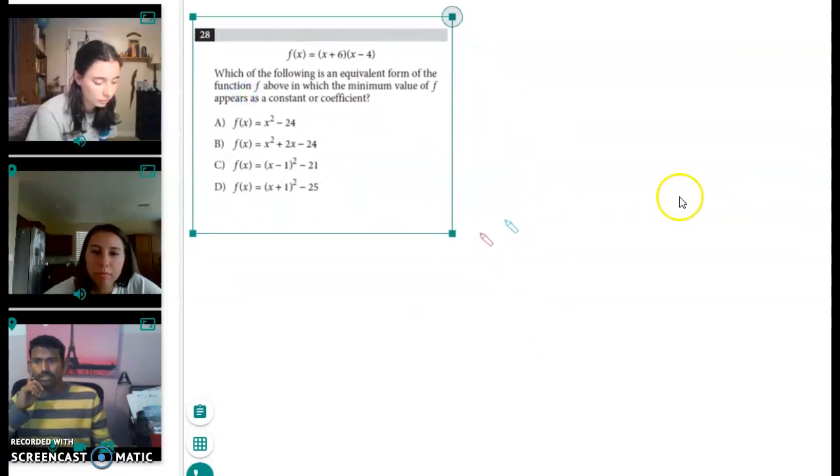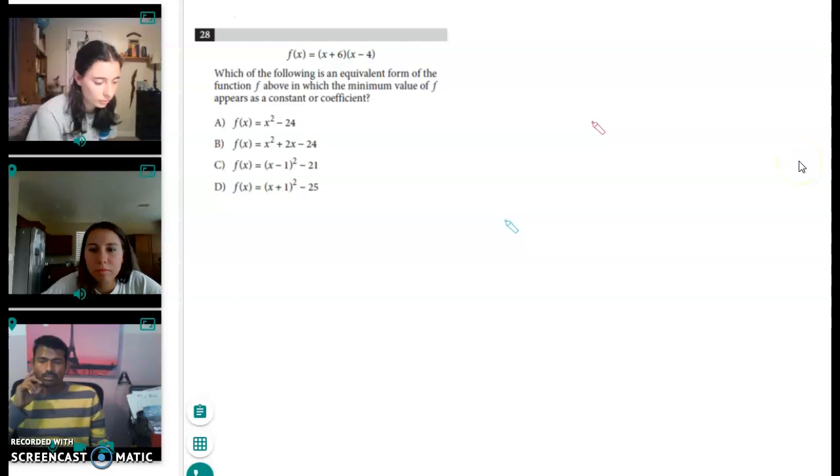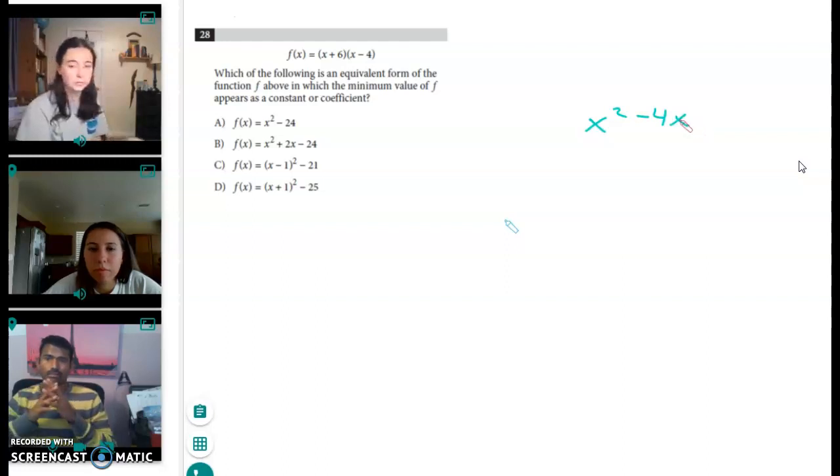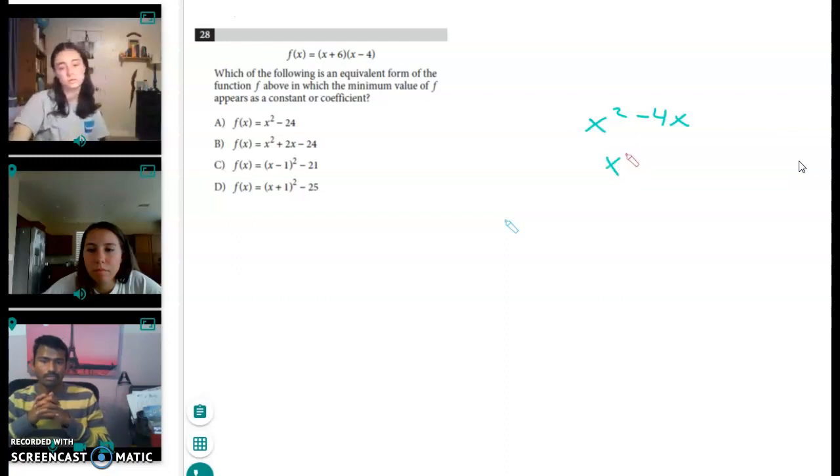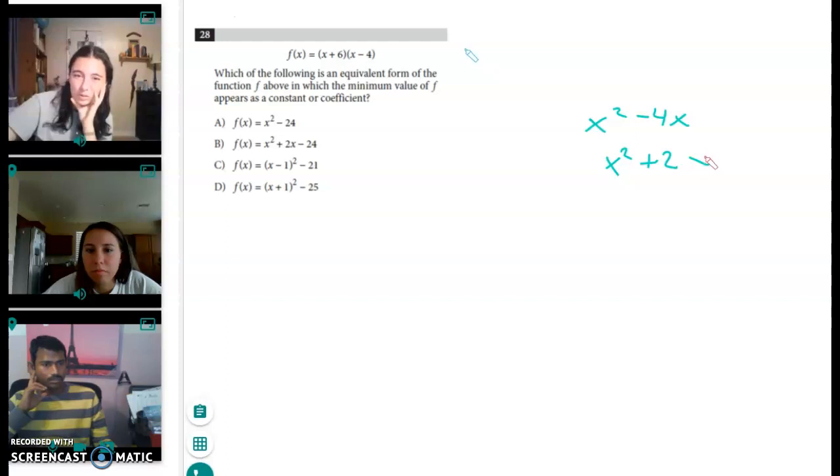Alright, question number 28. So let's try this one. Your f(x) is given to you, factors of 2, and it asks which of the following is the equivalent form of the function f above, in which the minimum value of f appears as a constant or coefficient. Let's try.